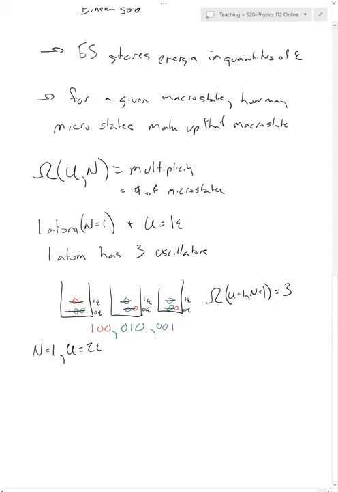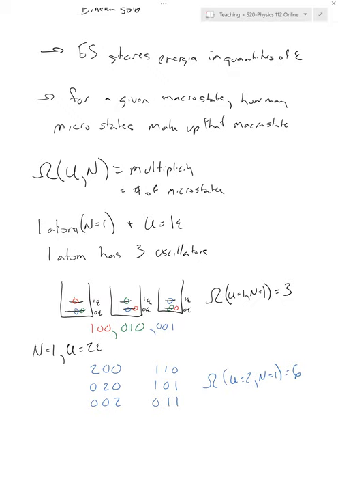Okay, so we have 2 units of energy. Let's look at what we can do. Again, there are three oscillators, so we could have 2 0 0: 2 units of energy in the first oscillator, 0 in the second, 0 in the third. We could have 0 2 0 and 0 0 2. That's the simple first one. Now the other thing we could do is start with 1 1 0. We could also have 1 0 1, and we could also have 0 1 1. I'm pretty sure that is the grand total of the different ways that we can have it. So U equals 2, N equals 1 has a multiplicity of 6. Hopefully people get that.